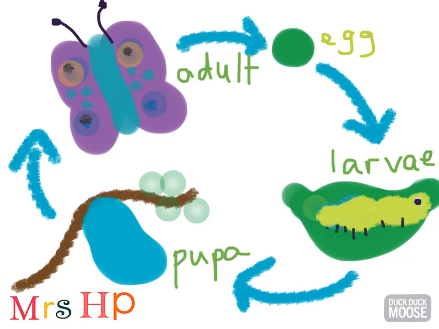He eats and eats and eats until he gets so big and so full that he creates a beautiful chrysalis. Sometimes people call that a cocoon, but that's really for a moth. This is the pupa stage. Inside the pupa, the caterpillar goes into a deep, deep sleep, and he's undergoing some exciting changes. When he's ready, he will complete his metamorphosis and change into an adult, and he is a butterfly.